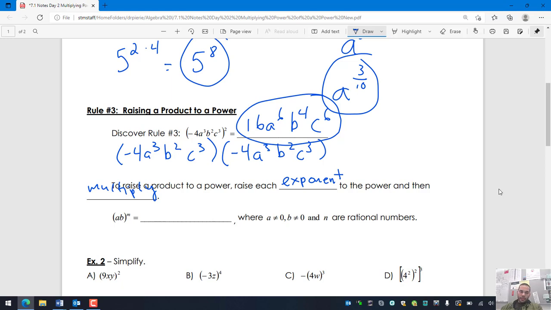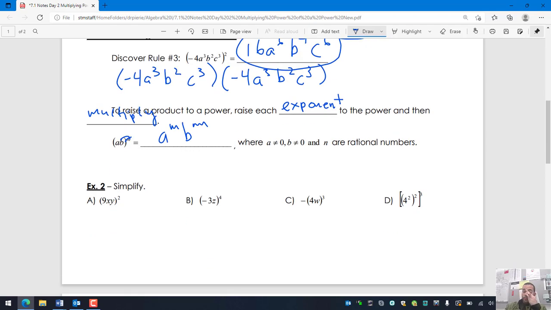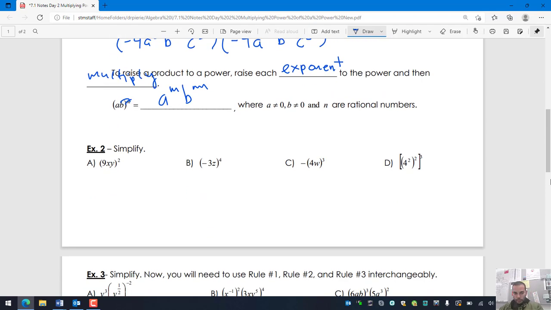Okay, so what that means is basically you're going to distribute the exponent to each piece. So if you have a times b raised to the mth power, this m is going to distribute as an exponent to each specific term. It's a to the mth times b to the mth. And then just a and b are not allowed to equal 0, and n is a rational number. Okay, so we do some examples of this.